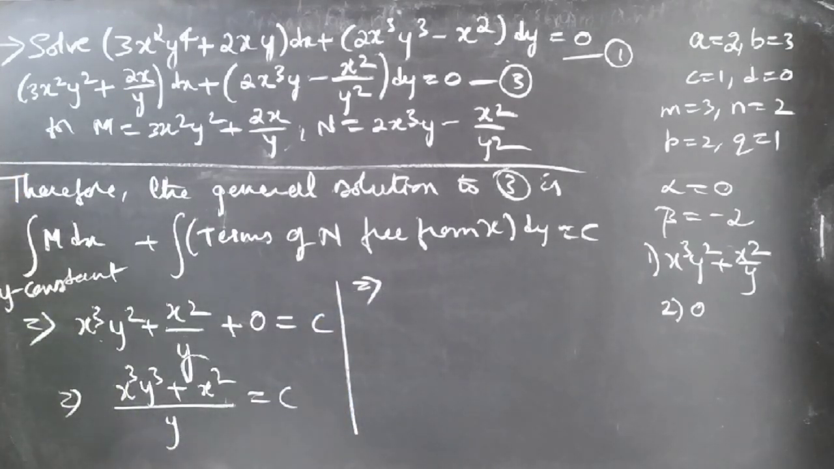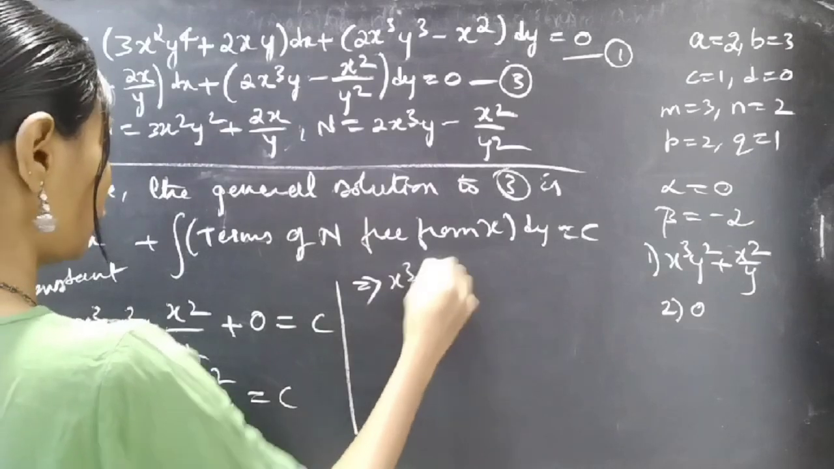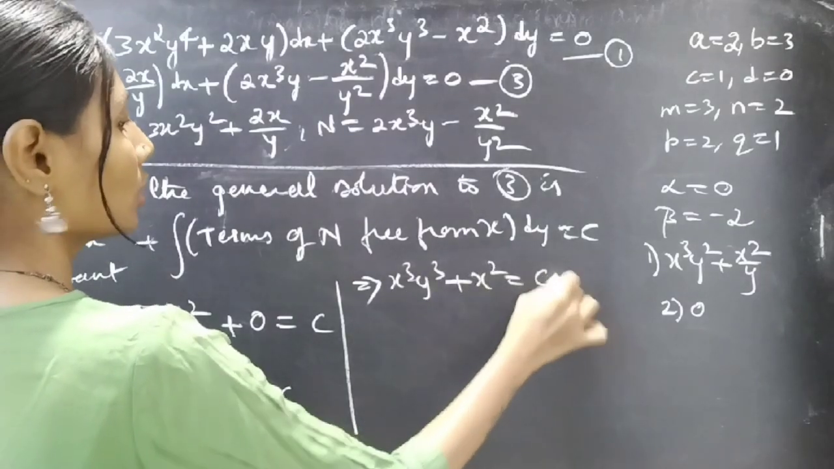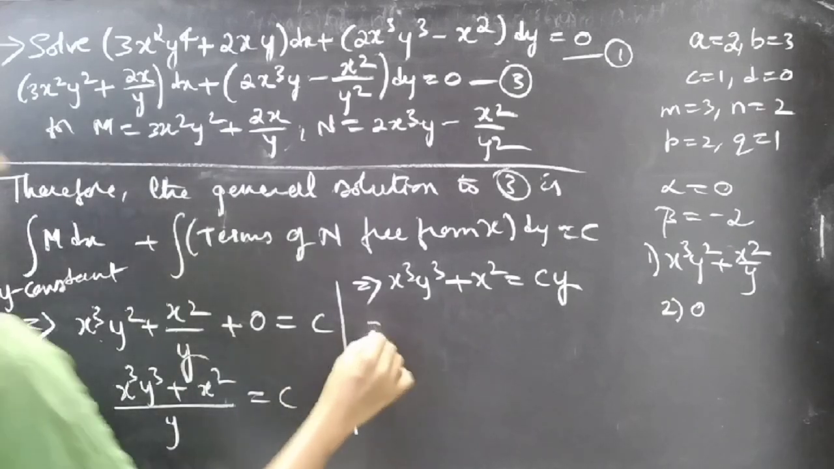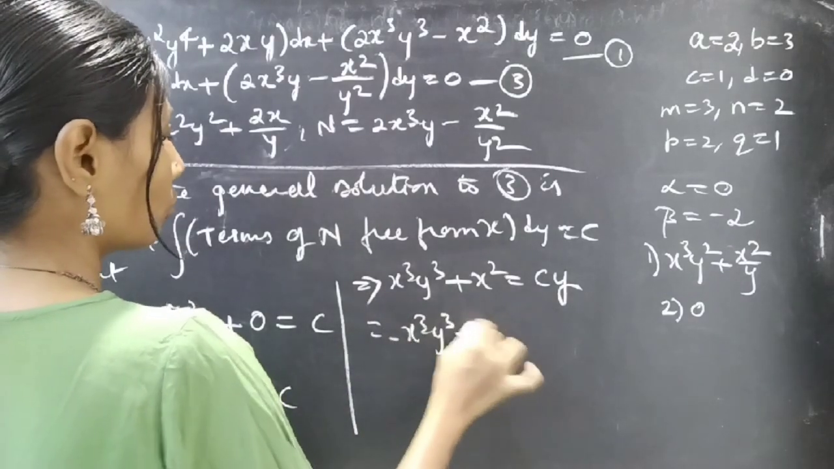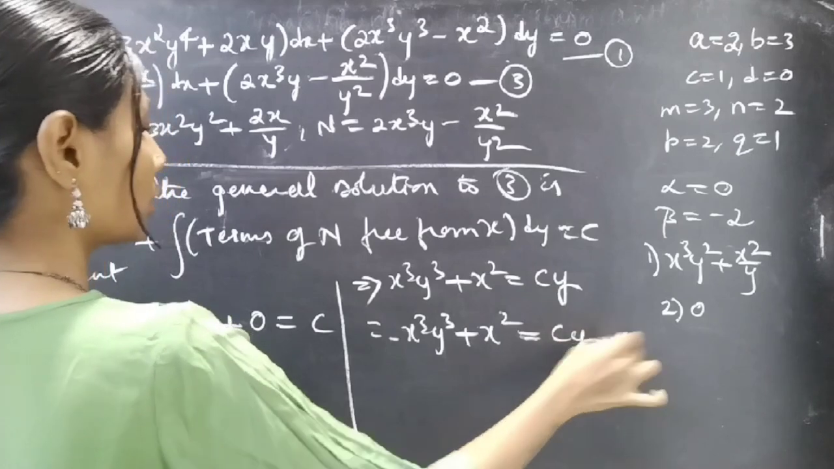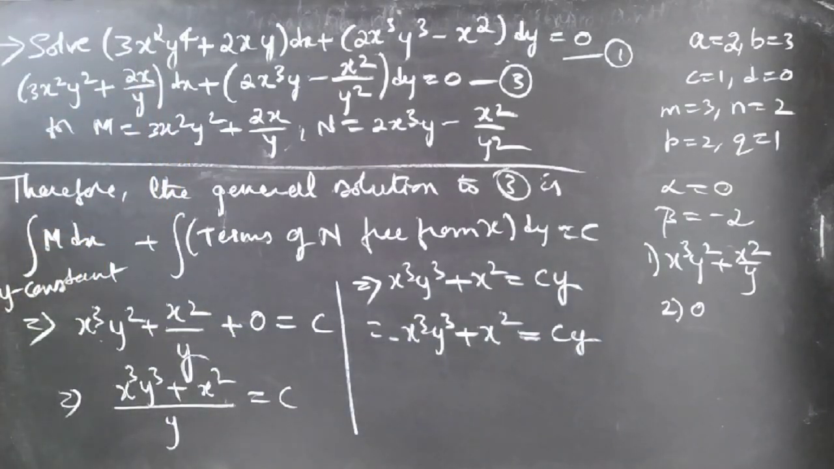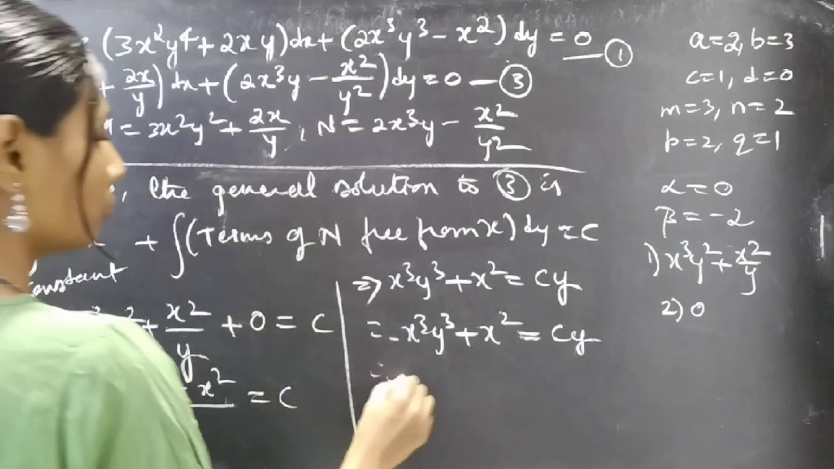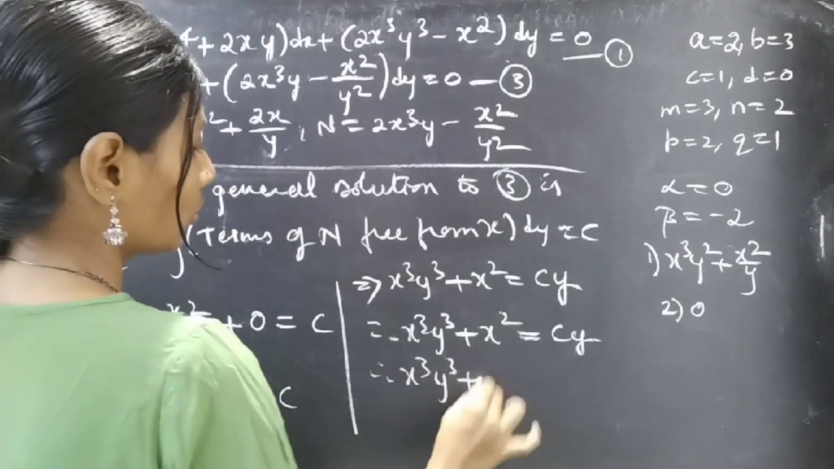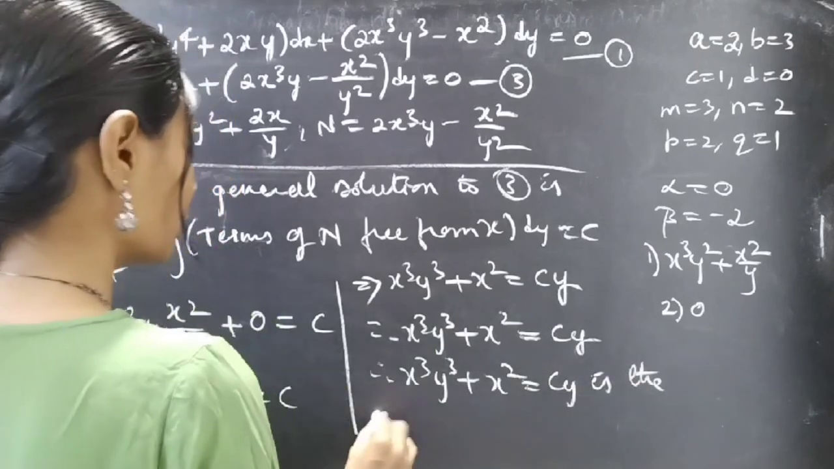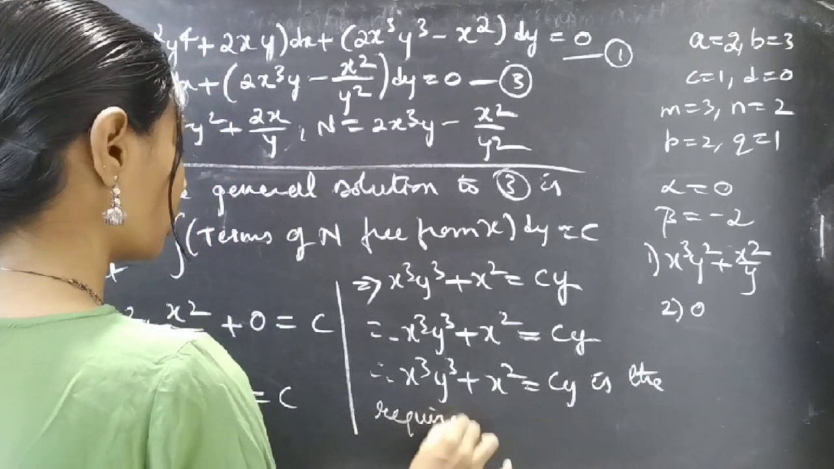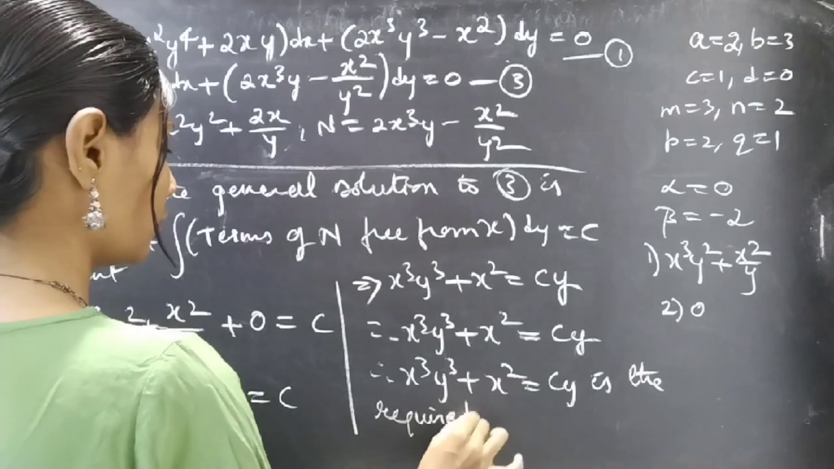Or you can write this as x³y³ plus x² equal to c times y. You just take this y to the right-hand side, then you will get cy. Therefore, x³y³ plus x² equal to cy is the required solution to equation 1, or to the given differential equation.